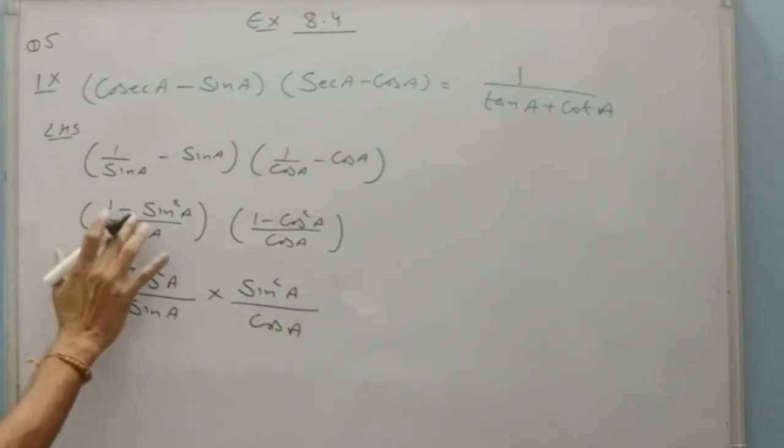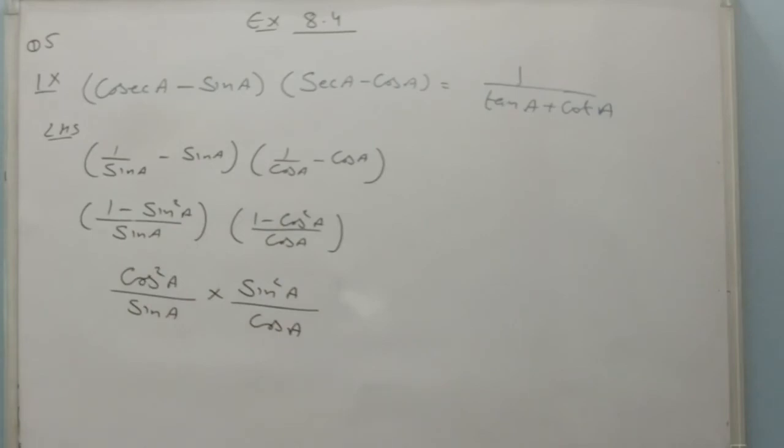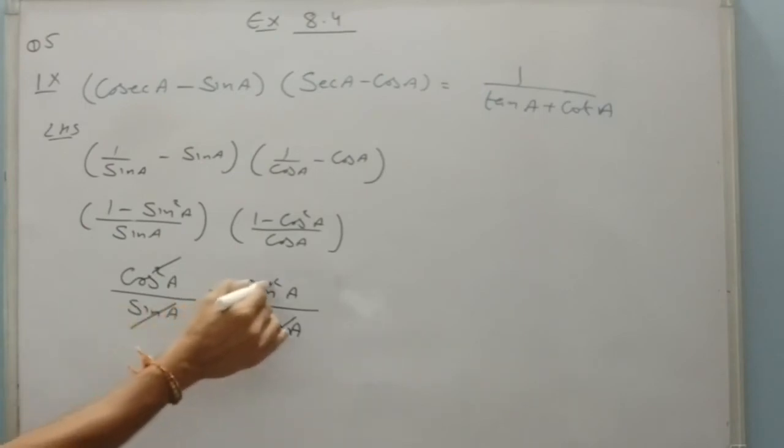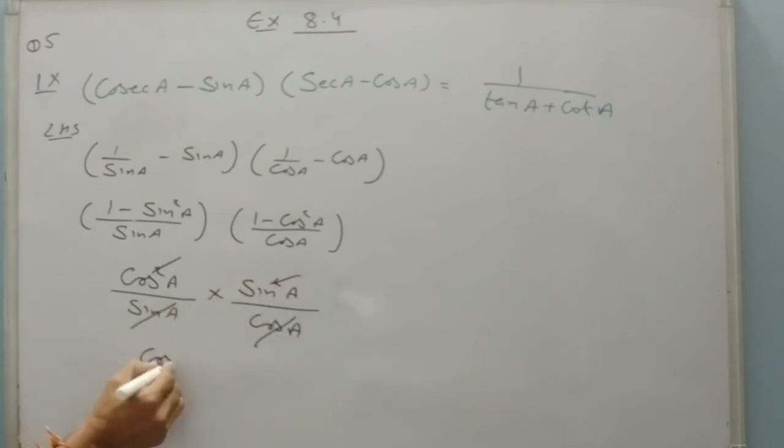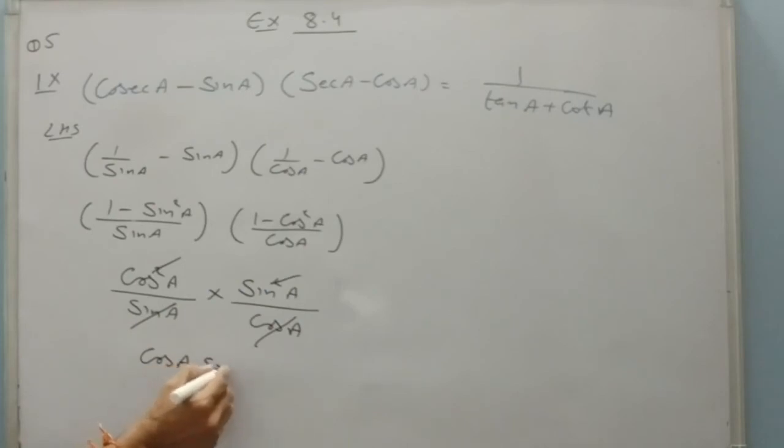You know the formula, 1 minus sine square and 1 minus cos square. This cos square cancels out. From this sine, this square is cancelled out. I will just get cos A into sine A. Now this is the simplest form. I can't use more than this.